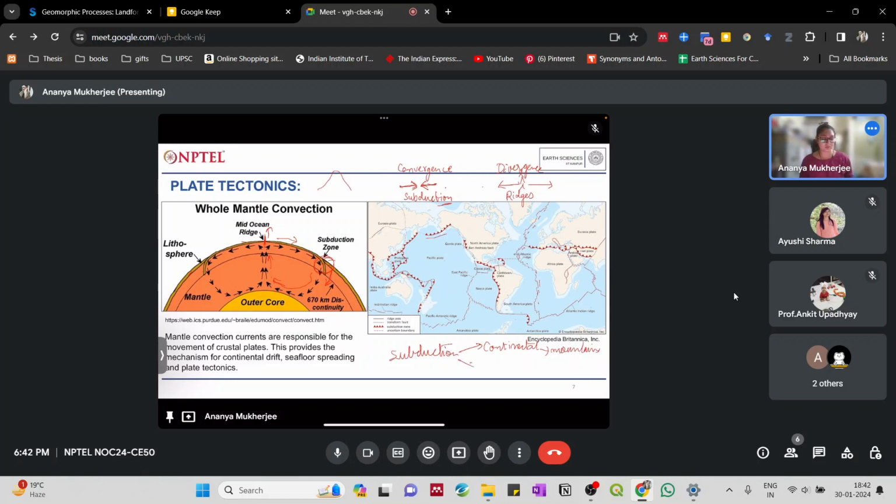Now, if the subduction happens between oceanic plates, then what we find are trenches. One of the most popular examples of a trench is the Mariana Trench. It is the deepest point that has been found till now on Earth. So trenches also happen due to subduction.